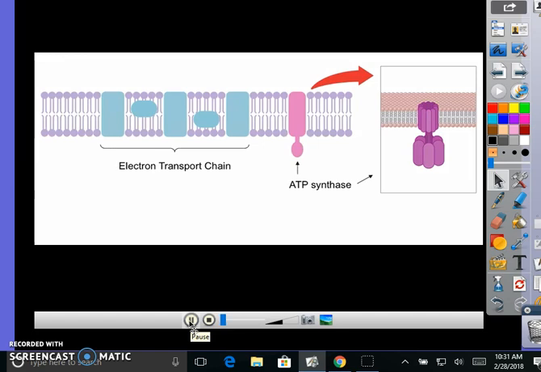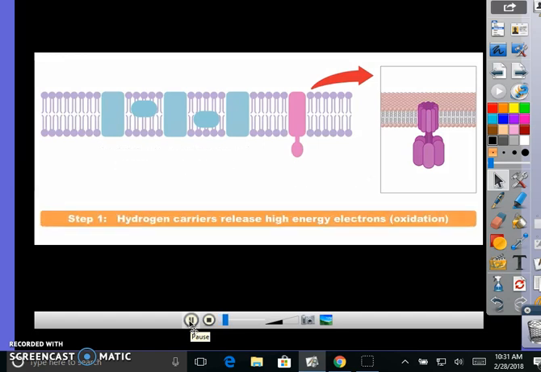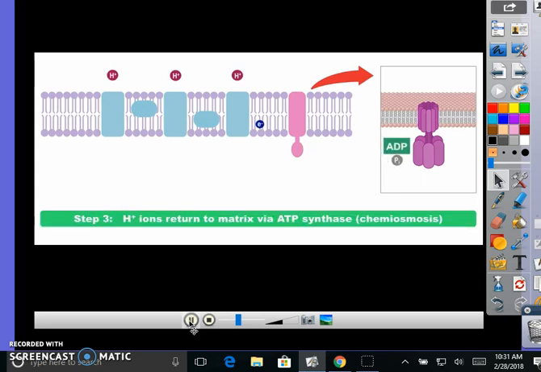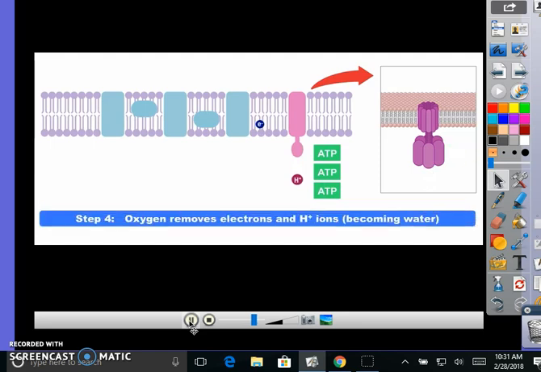Okay, so we see the electron transport chain is just going to be a series of proteins embedded in the membrane. In step 1, we see the hydrogen carriers release those high-energy electrons. This is called oxidation. So the NADH from glycolysis and Krebs cycle are going to be dumping their H+. Those high-energy electrons move the hydrogen ions outside of the matrix. It creates something called an electrochemical gradient, and then it's going to push the hydrogen ions back through the ATP synthase to generate ATP. So again, those high-energy electrons are making this possible.